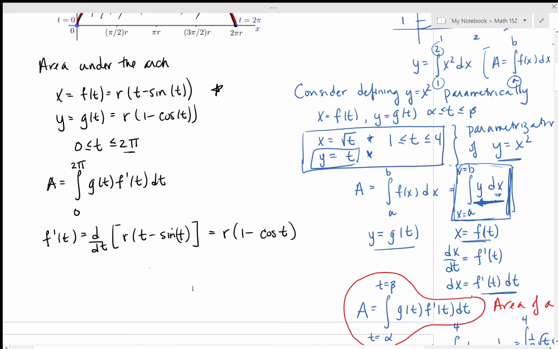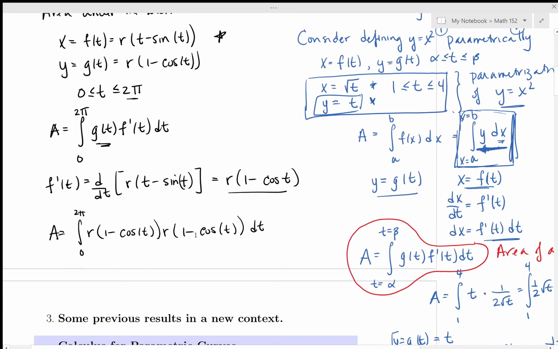I'm actually not even going to solve the integral at this point. The key message here is how I go about doing this, not to evaluate a bunch more integrals. We've already evaluated lots of integrals, and by now that should not be a problem. So we're just going to get to the actual integral, and that integral is going to be the integral from 0 to 2 pi of g of t, r times 1 minus cos t, times f prime of t, there it is, r times 1 minus cos t dt.